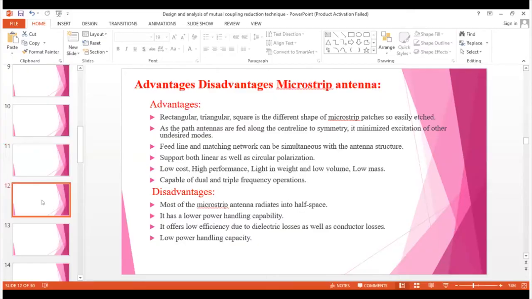Advantages of microstrip patch antenna: it has high performance and supports both linear as well as circular polarization, and different shapes can be easily attached to the microstrip patch antenna. Disadvantages: it offers low efficiency due to dielectric loss and conductor loss, and radiation into the half space.